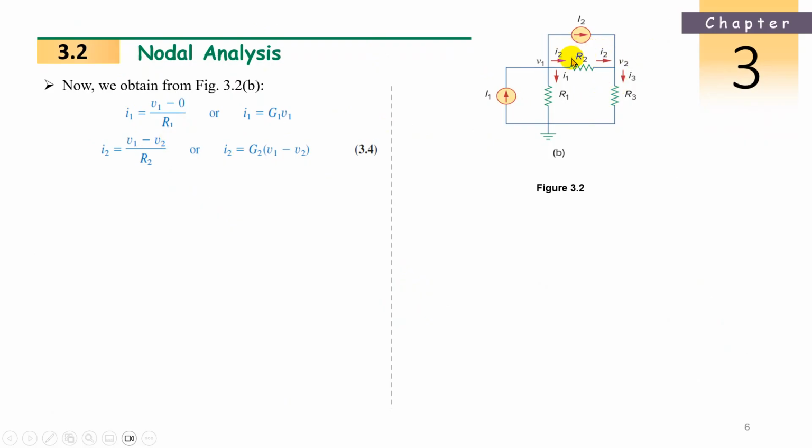This is I2. I2 is V1 minus V2 divided by R2. We can write 1 by R2 as G2, so I2 is G2 times (V1 minus V2). In conductance also we can use it, no problem.